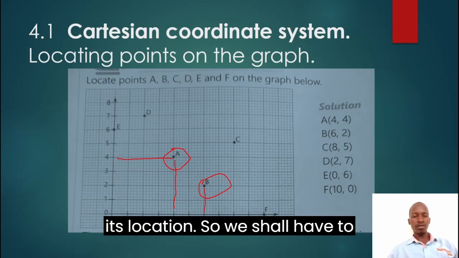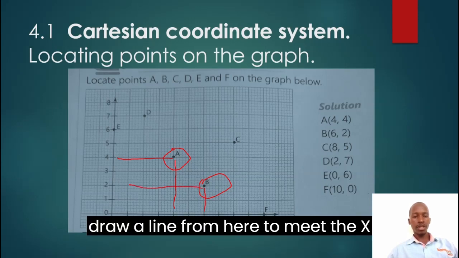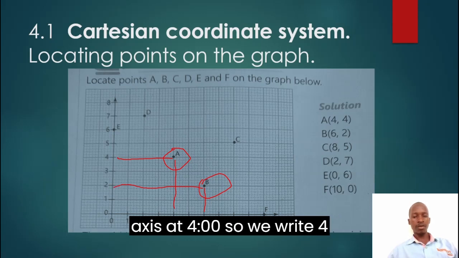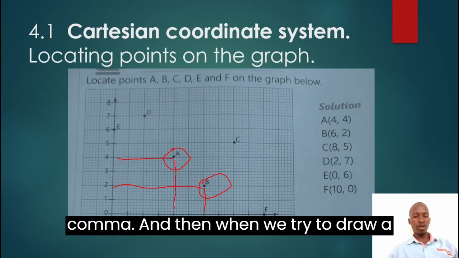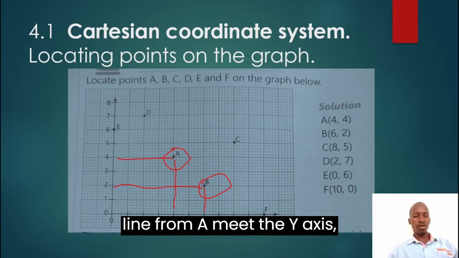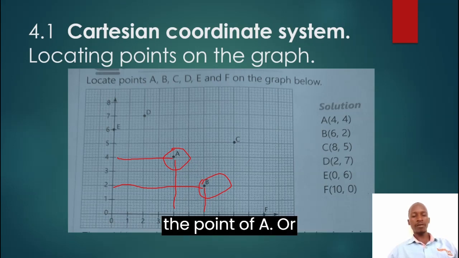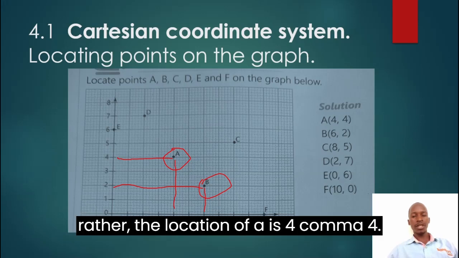So we shall have to draw a line from A to meet the x-axis. So it's meeting the x-axis at 4. So we write 4, comma. And then when we try to draw a line from A to meet the y-axis, it meets the y-axis at 4. So the point of A, or rather the location of A is 4, comma 4.